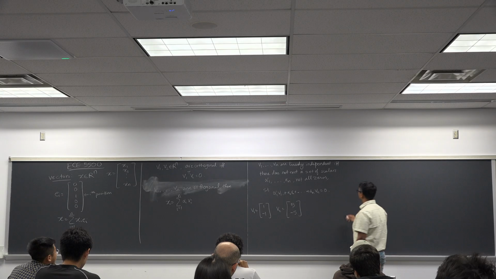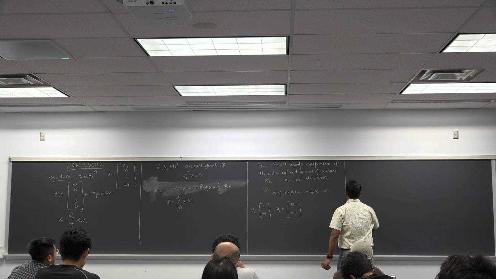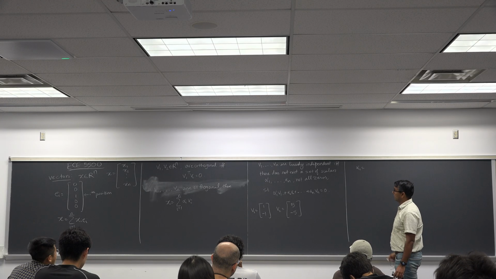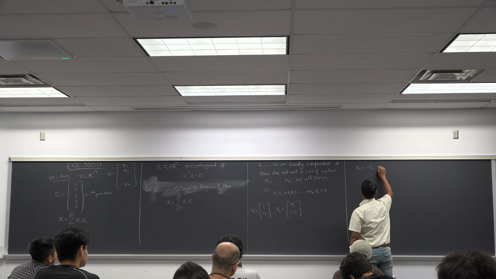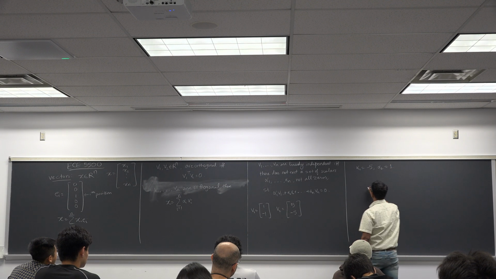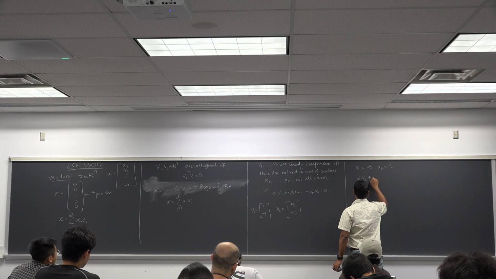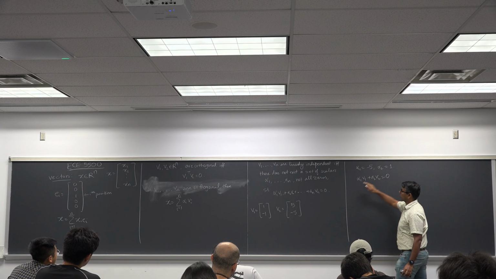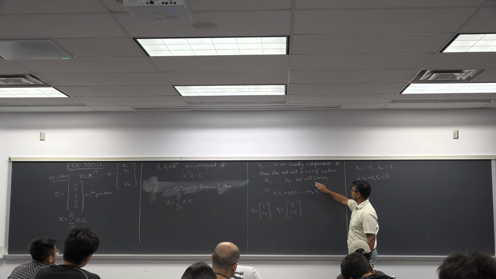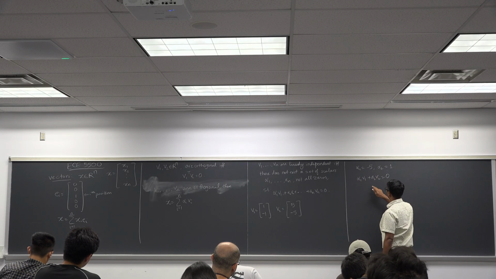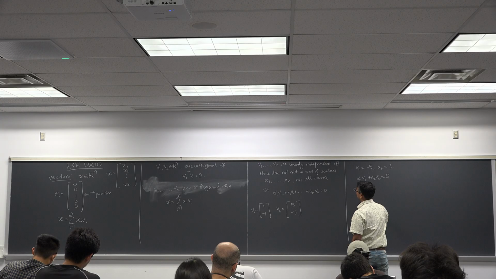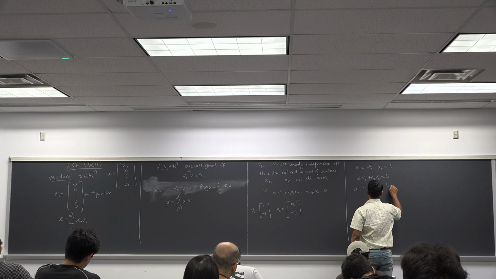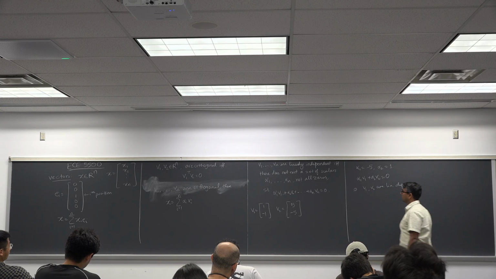So what should I pick as alpha 1? Negative 5. Alpha 2, 1. Then I have alpha 1 v1 plus alpha 2 v2 equals 0. These are non-zeros, so not all zeros. Then this means that v1, v2 are linearly dependent.